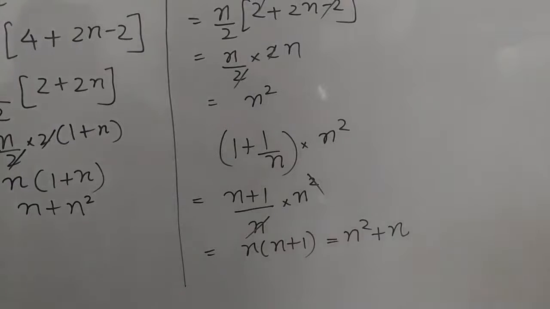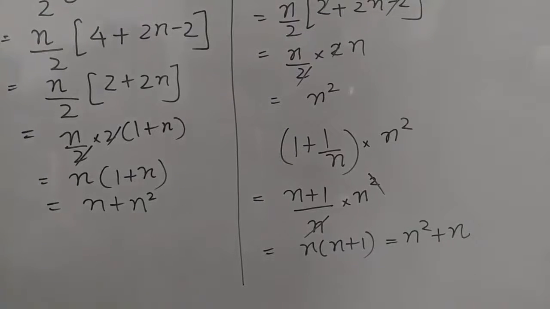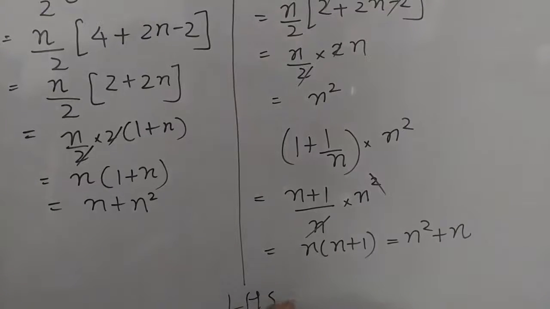So students, what we got on the left hand side is the same as what we get on the right hand side. So what we had to prove, we have completed our proof. Left hand side is equal to right hand side, and completed.